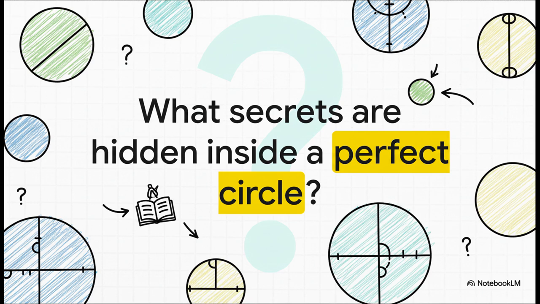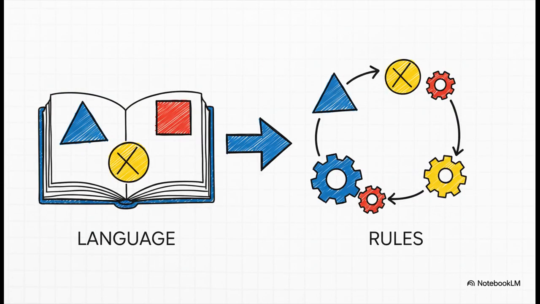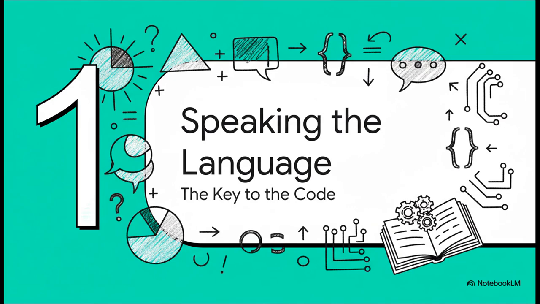So let's get started. Now, to crack any code, you've got to follow two simple steps. First, you need to understand the language it's written in, right? Then, and only then, can you master the rules that connect all the pieces. And that is exactly how we're going to approach this. So, first things first, let's learn the language.